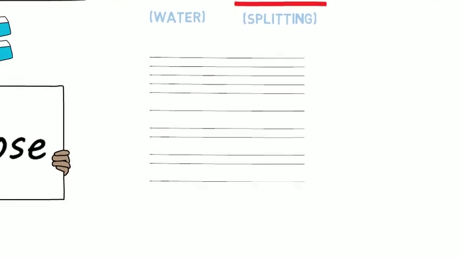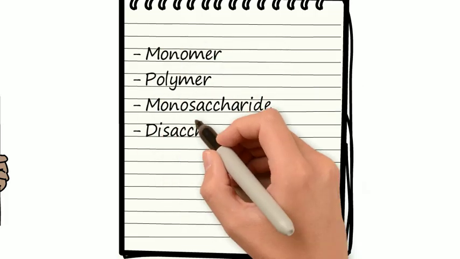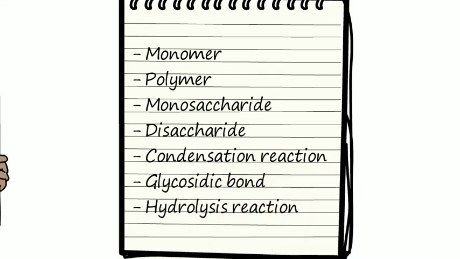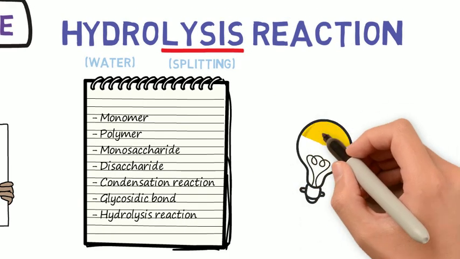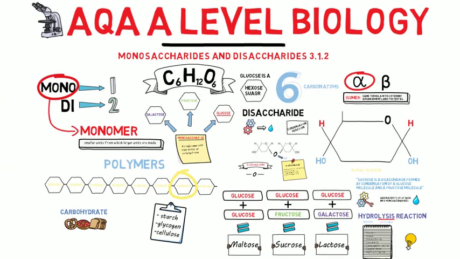Okay, so here I've just got a few keywords that you need to be able to define for the exam. So monomer, polymer, monosaccharide, disaccharide, condensation reaction, glycosidic bond, and hydrolysis reaction. So you need to be able to define these and know exactly where they lie in the process of making a disaccharide. I'm hoping to make videos focused more on the topics that students find challenging, but thought I'd just start with a fundamental video to start off, because if you don't know the basics, then it might be a bit difficult going forward with A-level biology.